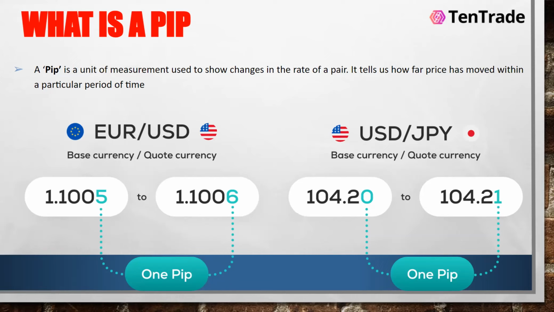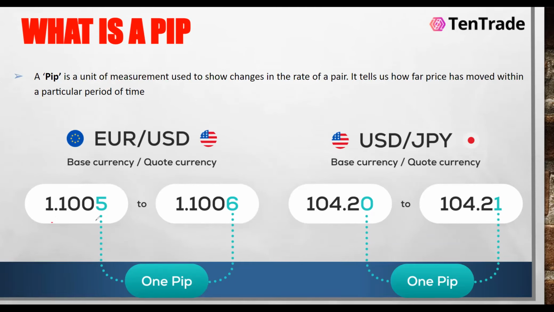So let's take an example by looking at Euro USD. This is Euro USD, and we're given this exchange rate. Price moved from this exchange rate to this exchange rate, so we can see a difference here, 1.1005 to 1.1006. Maybe this happened within 1 minute, okay? So as a forex trader, looking at this data, how do you measure this volatility, this movement? We measure it in PIPs. So we need to know how to calculate PIPs, how to measure PIPs in the foreign exchange market. That's the most basic thing that everybody should know.